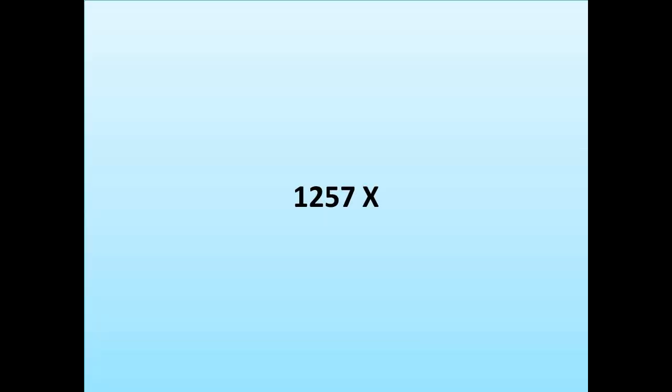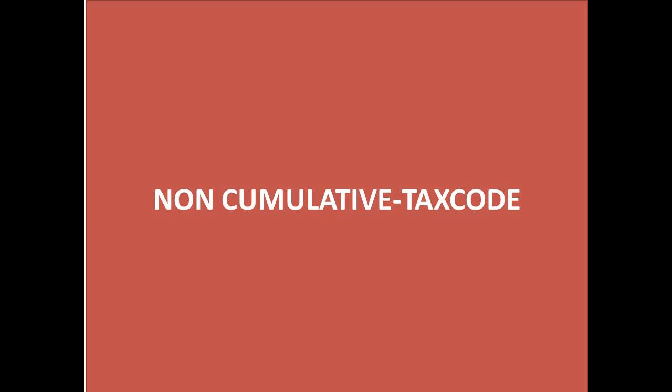The second one is 1257 with W1 in the end. So W1 means week 1. The second one is 1257 M1. The M means month 1. And the third one is 1257 X. So the X usually means, of course, non-cumulative. They're all non-cumulative anyway. So these are what emergency tax codes look like.